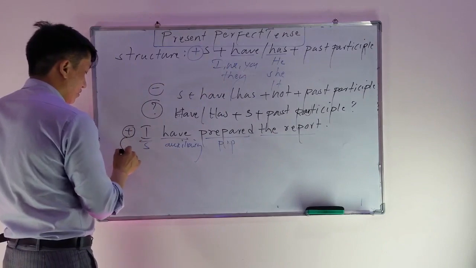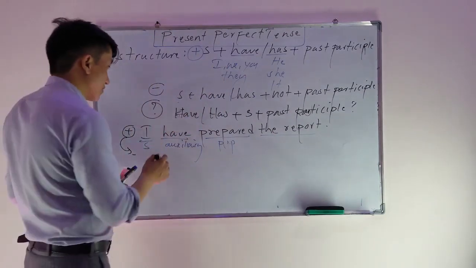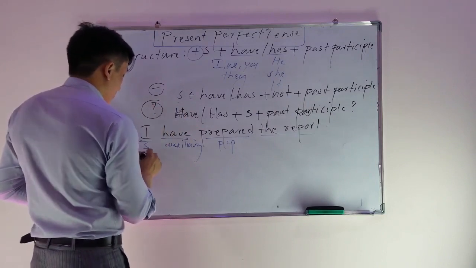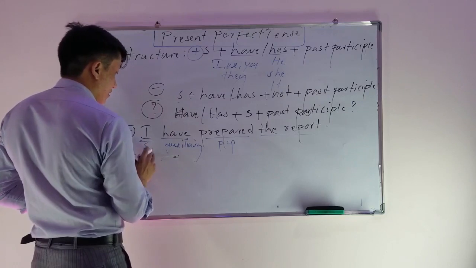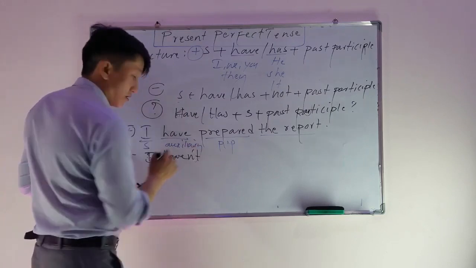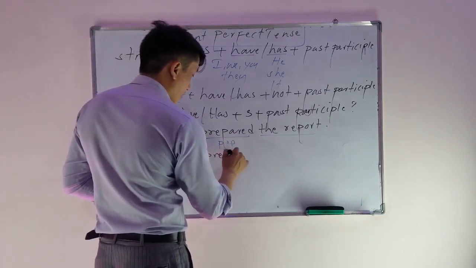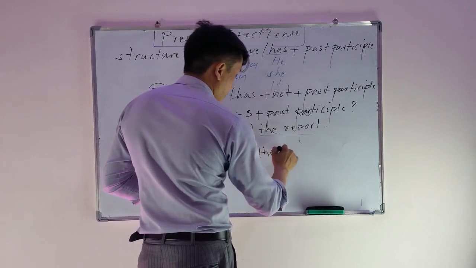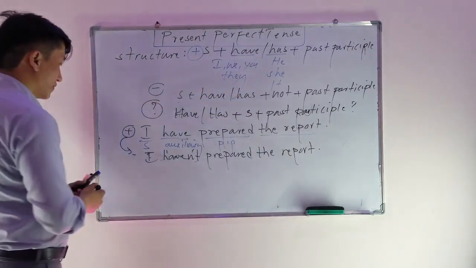If I want to change it to negative, I have to use not after the auxiliary verb. So what is the auxiliary verb here? Have or has. So let's write the sentence. I can say I haven't, or I have not prepared the report. So we can change it to the negative.